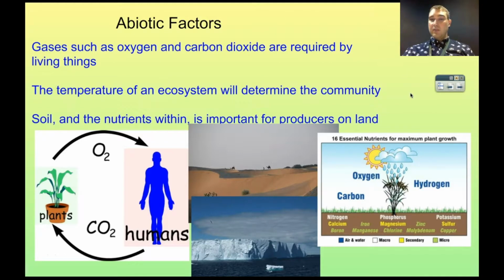So if you have really high temperatures, like over here in the desert during the day at least, that's going to have big impacts on the community of organisms that you have present. If you have really low temperatures, like down here in Antarctica, again, there's going to be a different mix of organisms that can survive in that community due to the temperature difference.